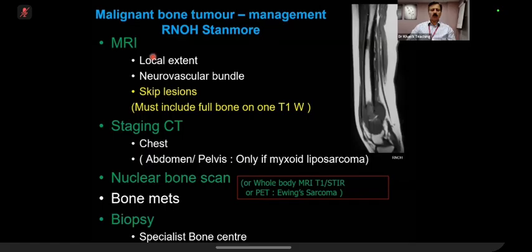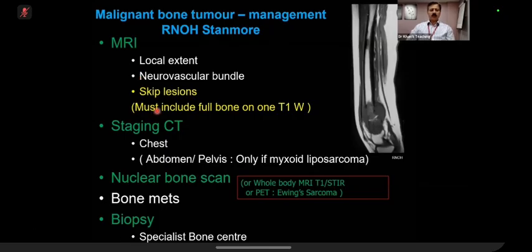Everything which you want to know for the exam is here on this slide. You will say that I would like to do an MRI, and for MRI, the basic thing is for local extension of tumor, sometimes for characterization of tumor also.